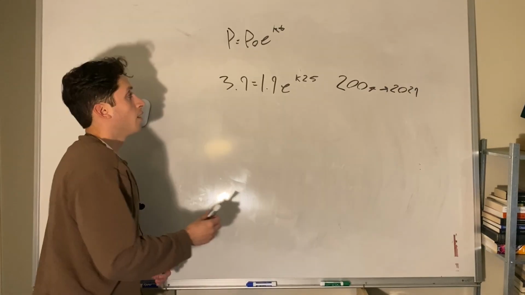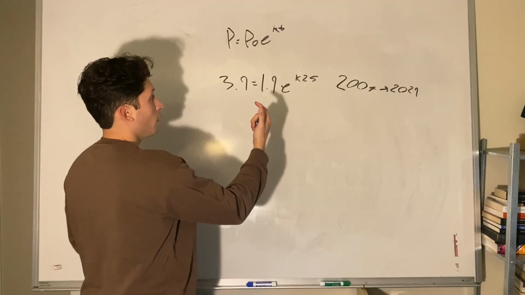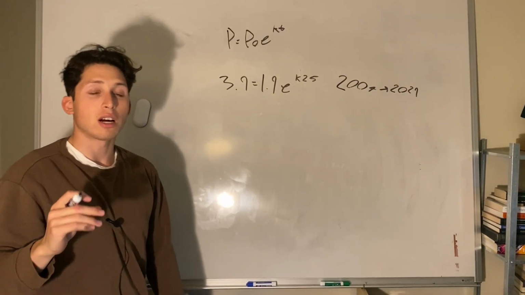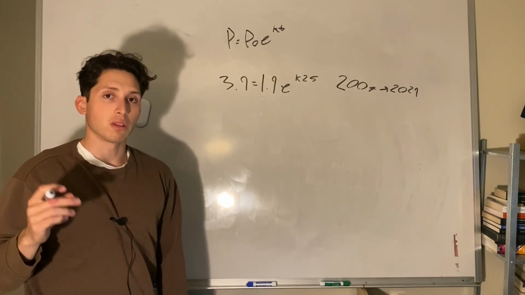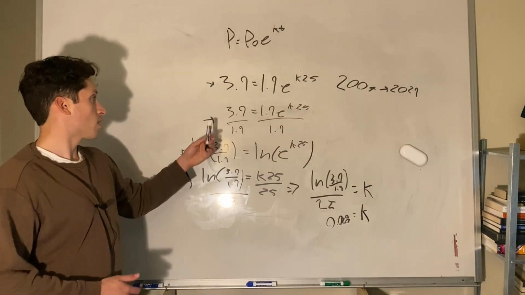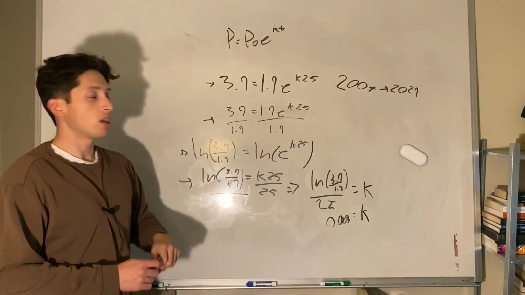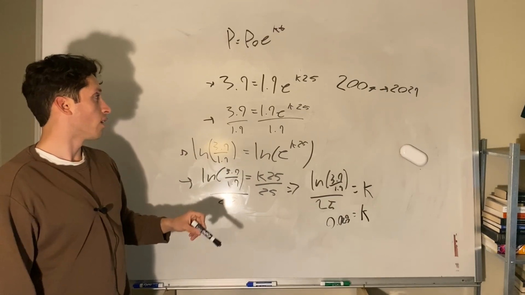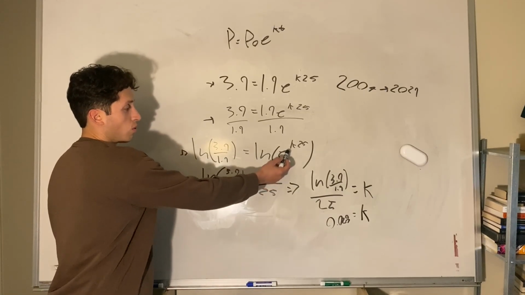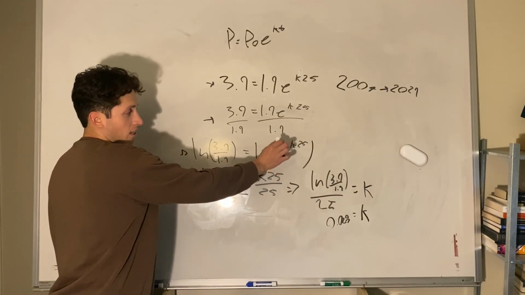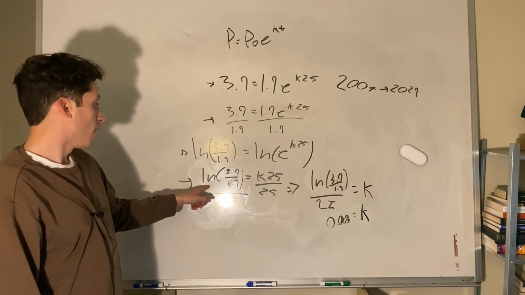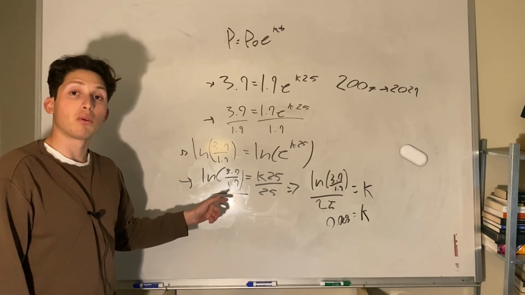So how will we do it? The way we will do it is we will solve this equation using natural logarithms, because as you might remember, natural logarithms are used to solve for unknown exponents. Now let me break it down. What I did here was I solved for the unknown exponent by first dividing by the initial quantity, then using natural logarithms to access this unknown variable, leading to k multiplied by 25 equals the natural logarithm of 3.9 over 1.9.